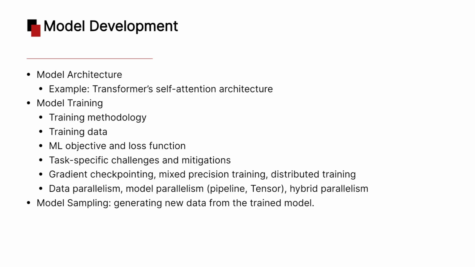Finally, model sampling. Once trained, we need to generate outputs. This is the sampling step. In text generation, for instance, we might use top-K sampling, nucleus sampling, or temperature scaling to control diversity and creativity in outputs. In diffusion or GAN-based models, sampling involves iterative steps to create realistic new data. In short, this phase turns theoretical design into a functioning, optimized AI model, balancing architecture choice, training strategies, and sampling methods to meet the system's goals.